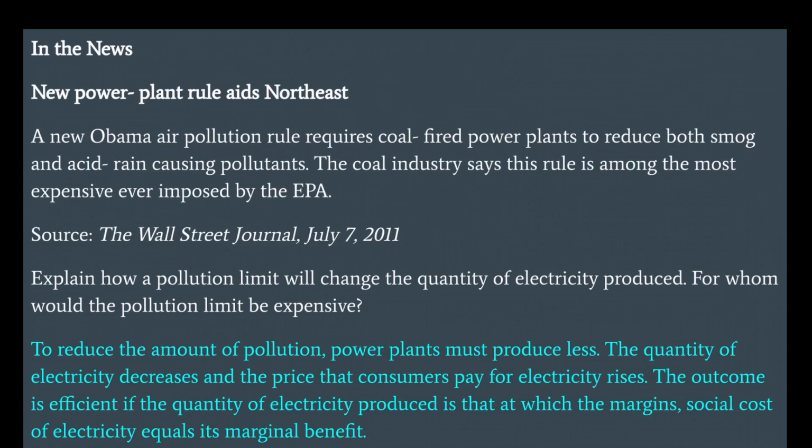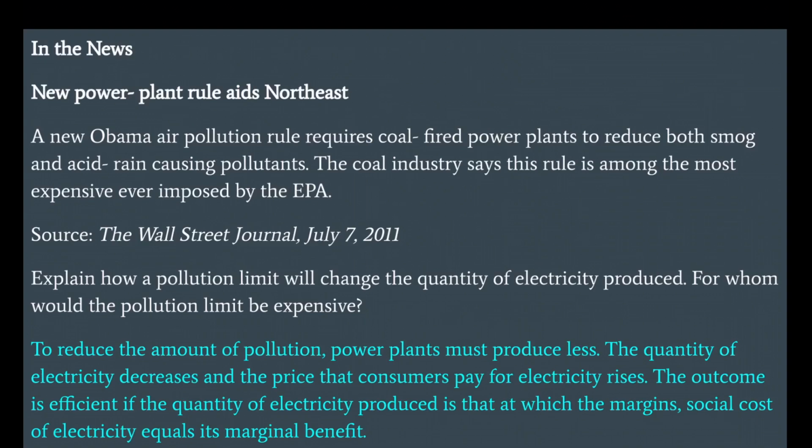In the news: power plant rule aids Northeast. A new Obama air pollution rule required coal-fired power plants to reduce both smog and acid rain causing pollutants. The coal industry says this rule is among the most expensive ever imposed by the EPA. Source: The Wall Street Journal, July 7, 2011. Explain how the pollution limit will change the quantity of electricity produced. For whom would the pollution limit be expensive?